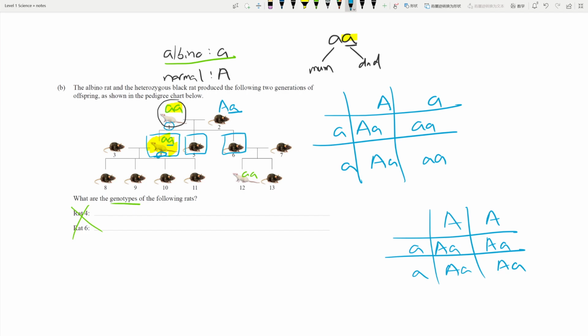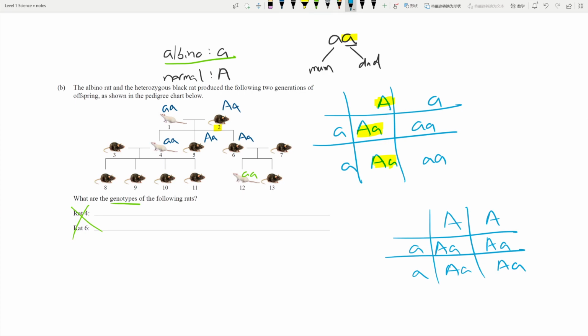Absolutely no chance. Okay, so by doing that, we figured out all of the ones above. So we know this is small a, this is big A, small a, this is small a, number 5 is big A, small a, number 6 is big A, small a, because the only possibility for the offspring to have a normal hair color is because they got the capital A from number 2, and then they got the other small a from number 1.